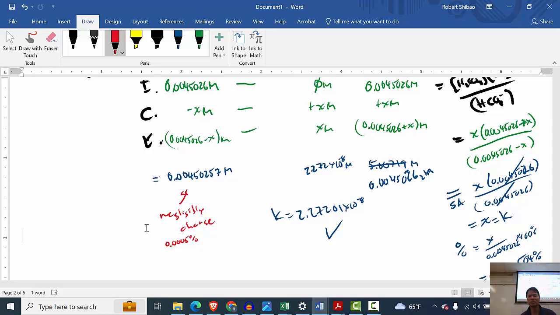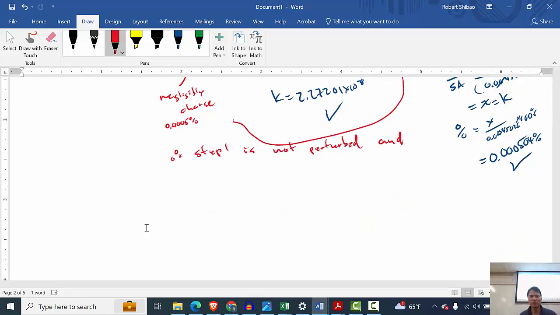Hydrolysis in the second step, and the same thing over here. Both of these are negligible changes. Therefore, step 1 is not perturbed, and we are justified in using the stepwise method instead of the simultaneous method.